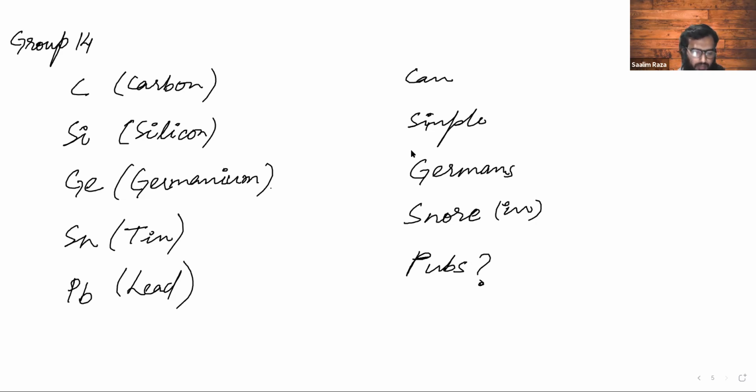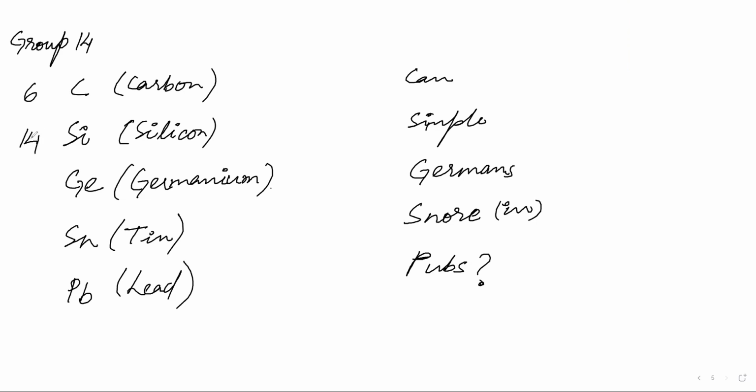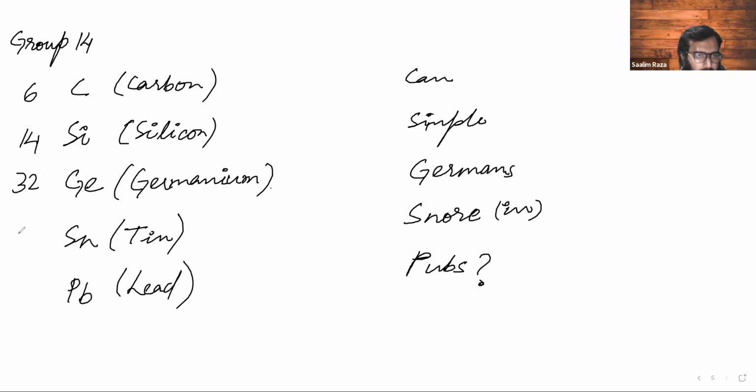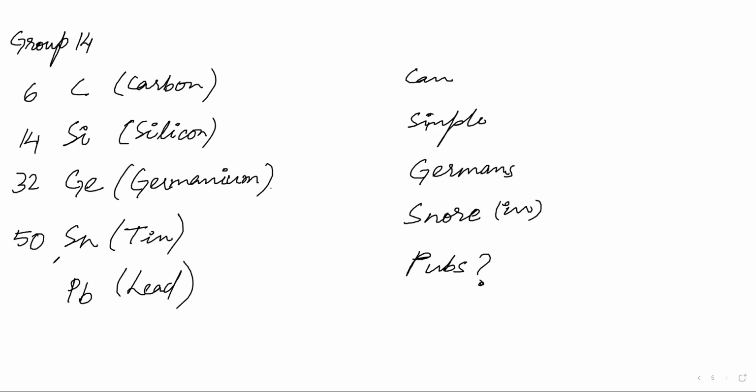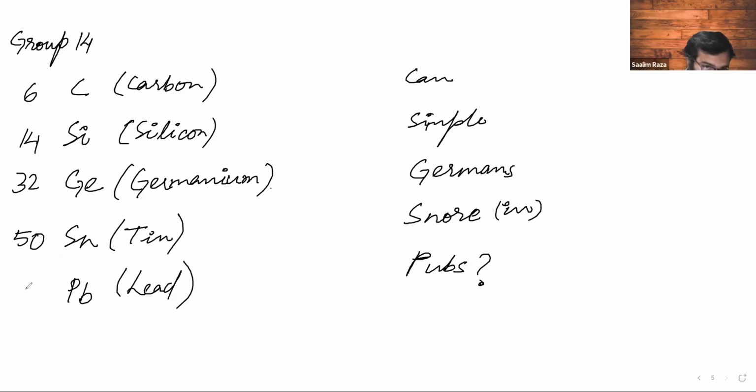Done, sir. Did you calculate the atomic numbers of all of them? Yes, sir. So it would be 6, 14, 32, 50, 82. Yes, correct. And the electronic configuration?